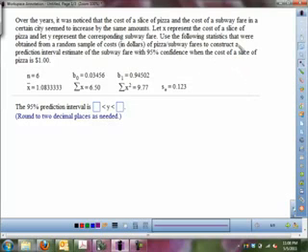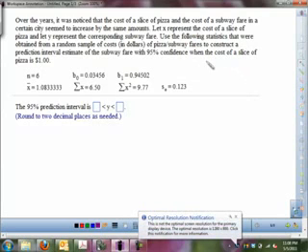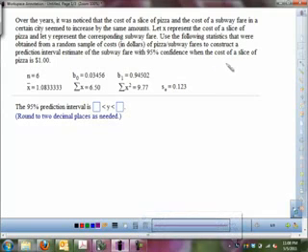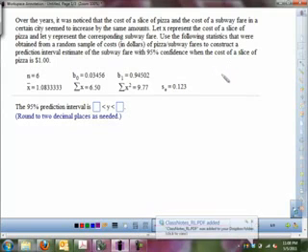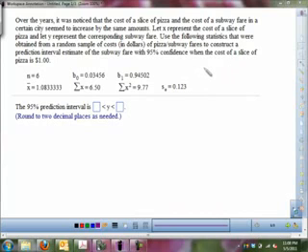Use the following statistics that were obtained from a random sample, the cost in dollars of pizza and subway fares, to construct a prediction interval estimate for the subway fare with 95% confidence when the cost of a slice of pizza is $1. So what you would have to imagine is that we had a table of x and y, where x is the cost of pizza and y is the subway fare.